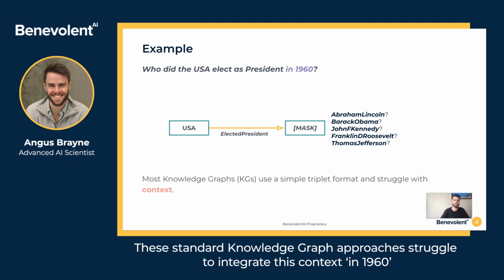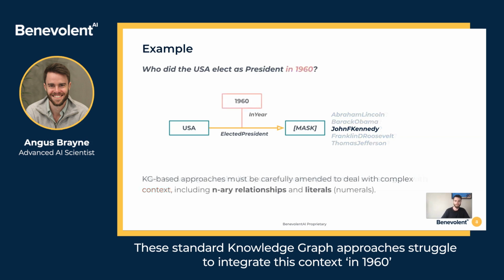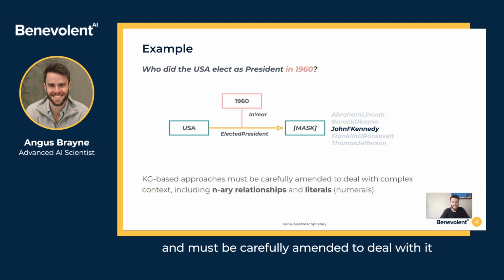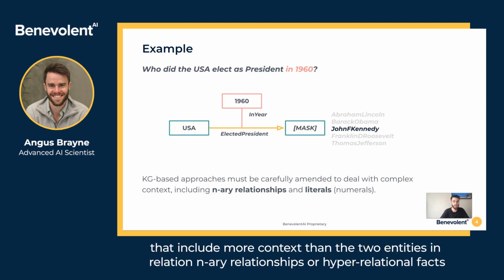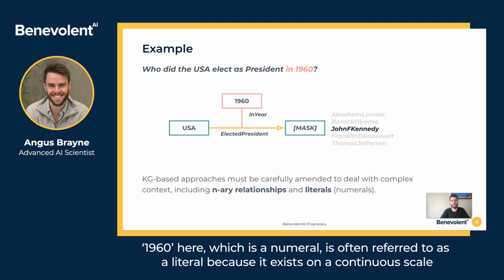These standard knowledge graph approaches struggle to integrate this context, in 1960, and must be carefully amended to deal with it. So this context could take the form of a location, a type, a time, which are all very common in facts. We call these higher order relationships that include more context than the two entities in relation n-ary relationships, or hyper-relational facts. 1960 here, which is a numeral, is often referred to as a literal because it exists on a continuous scale.